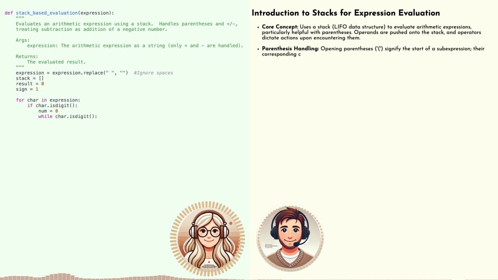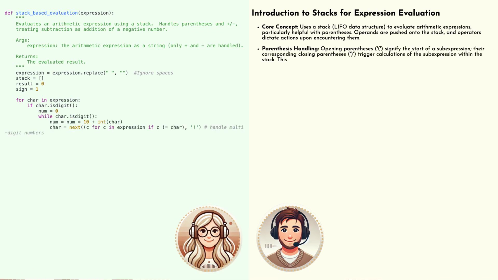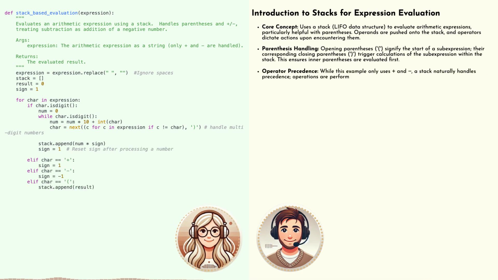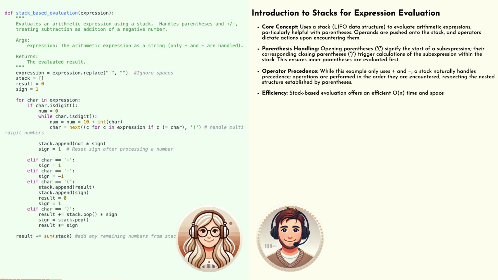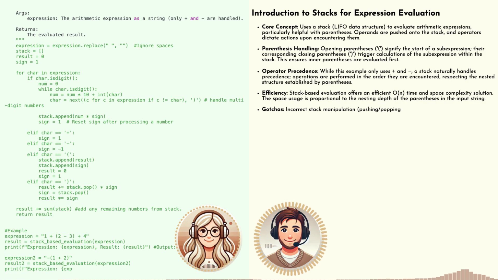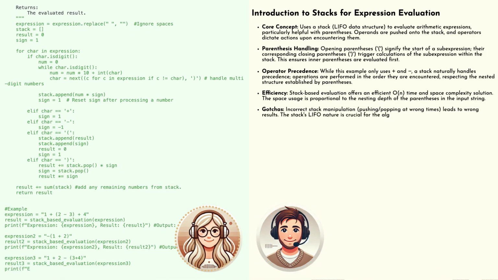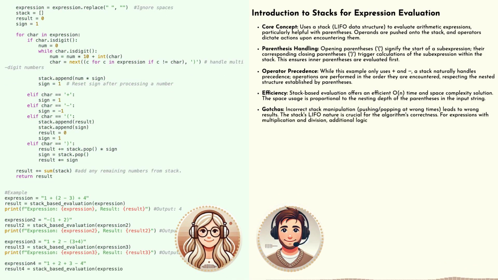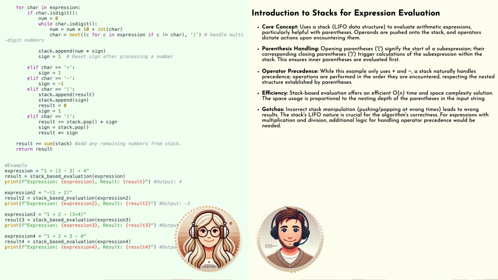Think of a stack like a pile of plates. You can only add a plate to the top, and you can only remove a plate from the top. This last-in, first-out structure turns out to be incredibly useful for managing the order of operations in mathematical expressions. Okay, I'm starting to see how a stack might be helpful here, but I'm still a little fuzzy on the specifics. Could you elaborate on how we actually use a stack to evaluate our calculator expression?